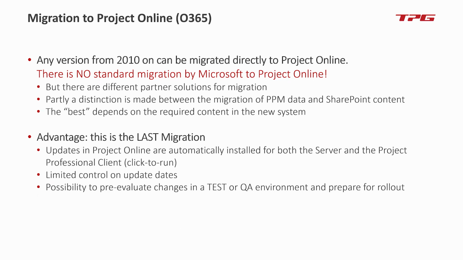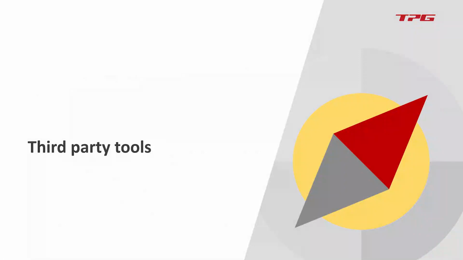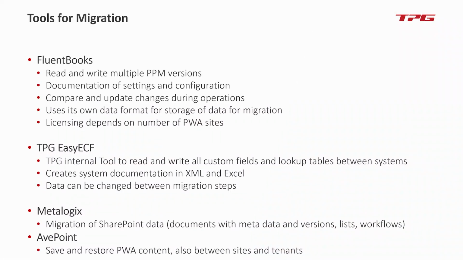So finally, what exactly does it take now, for example, to go into Project Online? What third-party tools do we have? And we name them very briefly here. Fluent Books, maybe some of you heard about it already. You can read and write multiple versions of Microsoft Project Server and Project Online. You have a documentation of settings and configuration. You can compare and update changes while you read from one system and write to the other system, for example. It's a native data format for storage, so you cannot change data in between, and the licensing depends on the number of PWA sites you want to create and migrate to.